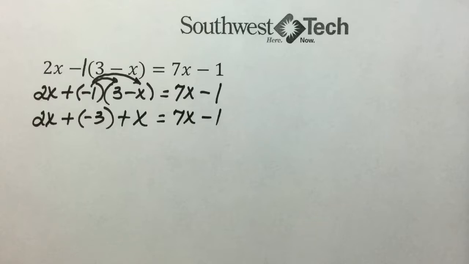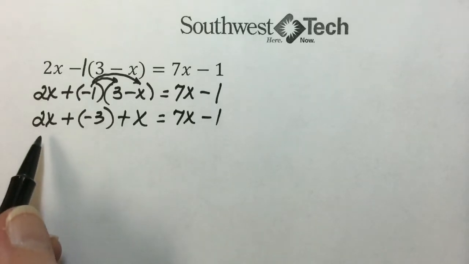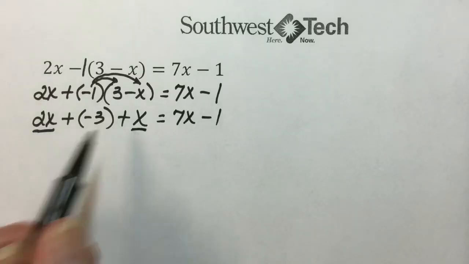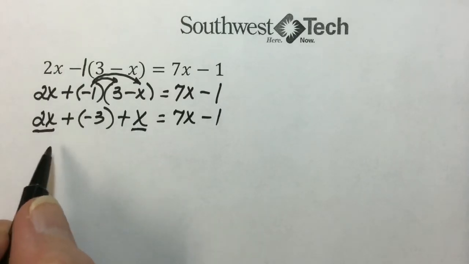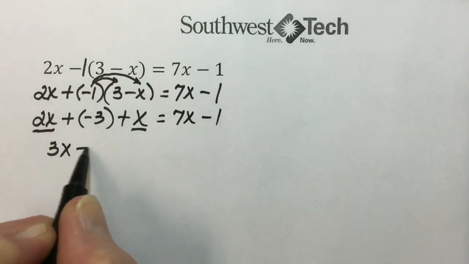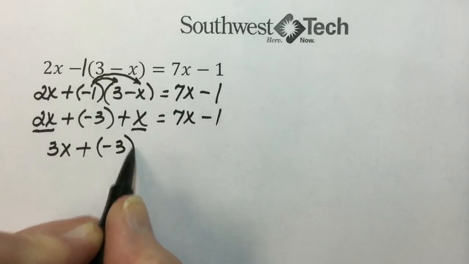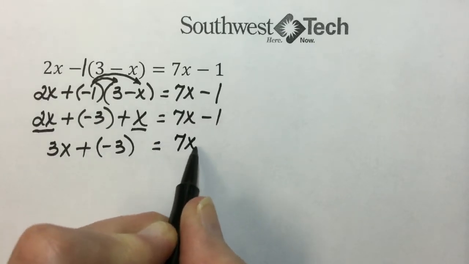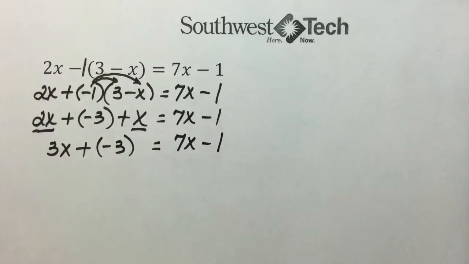Next, we will want to combine like terms, and on the left side we do have similar terms. 2x and 1 more make 3x with the negative 3. Next, we have one more step as far as combining our terms.